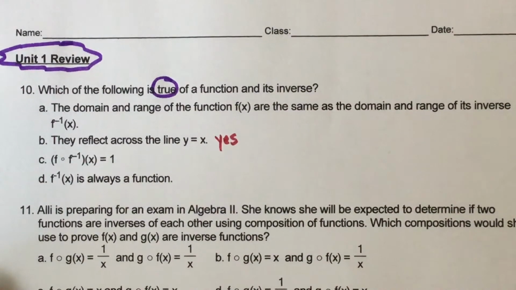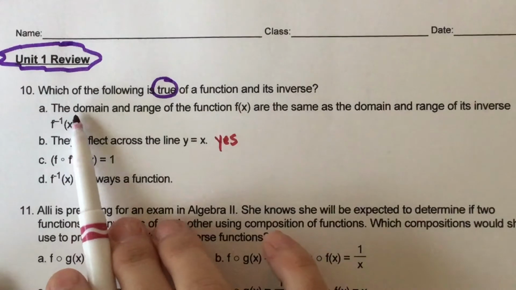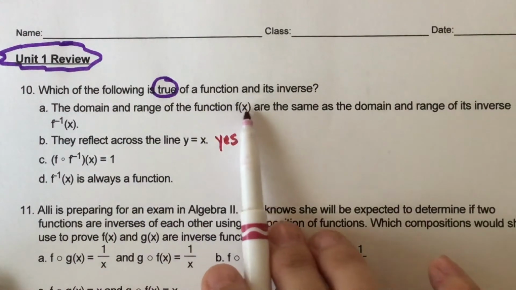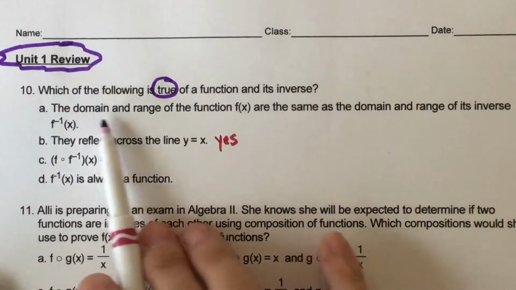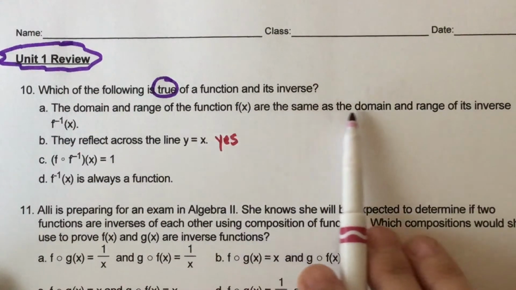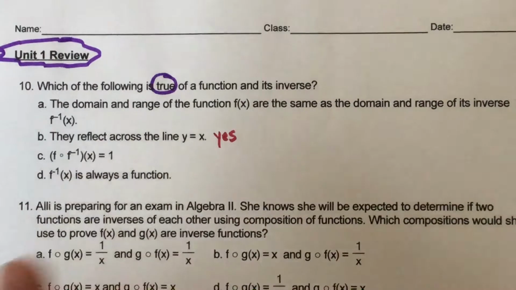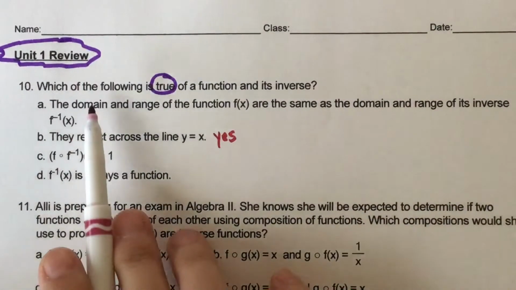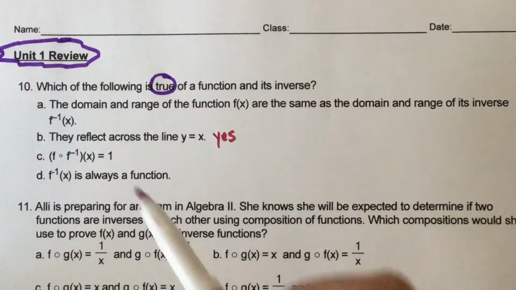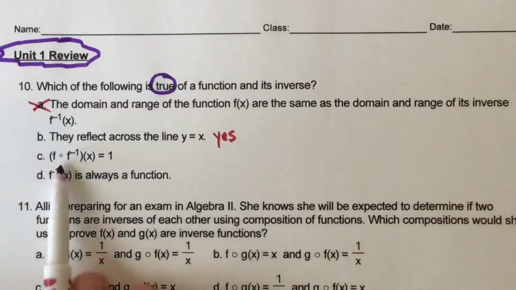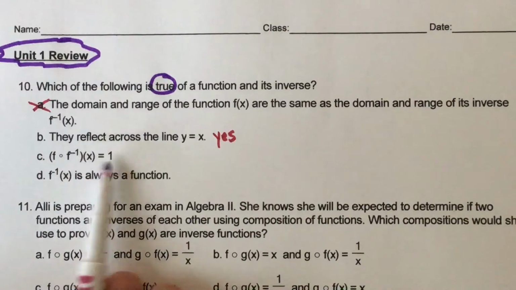Some of this other stuff just looks kind of funky. Here it says the domain and range are the same as the domain and range of the inverse. Well, we know the domain and range of the function are not the same as those of the inverse, because remember, they flippity-flop. The domain would become the range and the range would become the domain. So I know that's not true. And this one, I don't even know what that's saying.